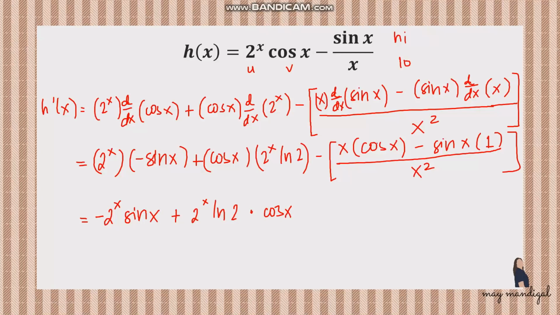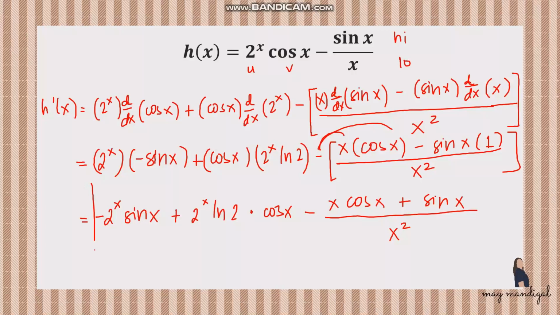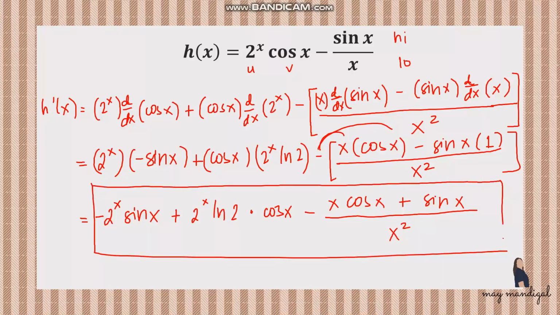And then for this one, we just have to distribute the negative sign. So this will be minus x cosine of x plus sine of x all over x squared. So this is now the final answer. So this is now the derivative of our function.